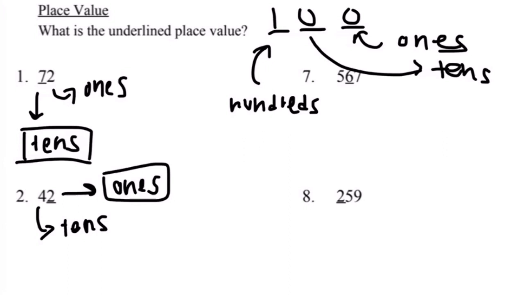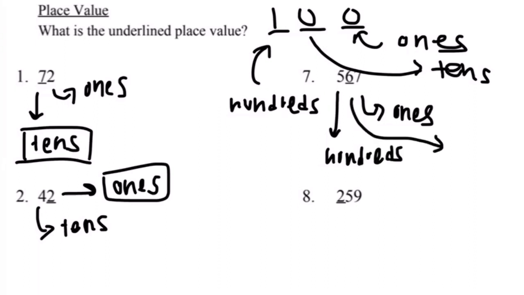Number 7, 567. The 7 on the right represents our ones place. The 5 on the left represents our hundreds place. Therefore, the underlined 6 in the middle represents our tens place.